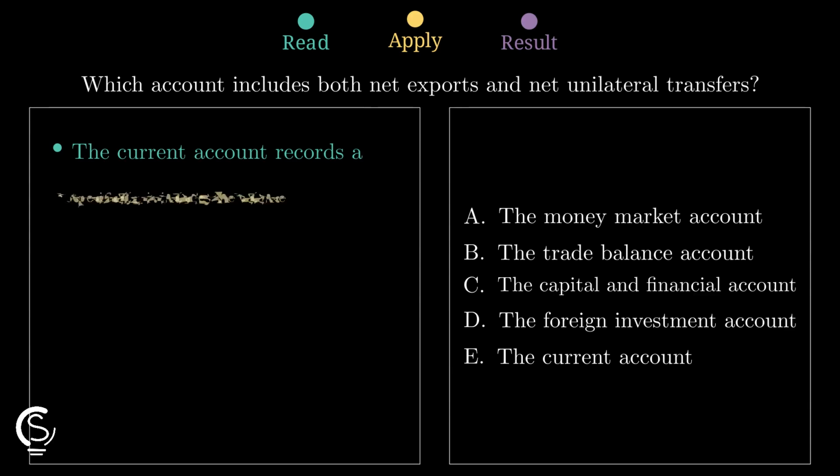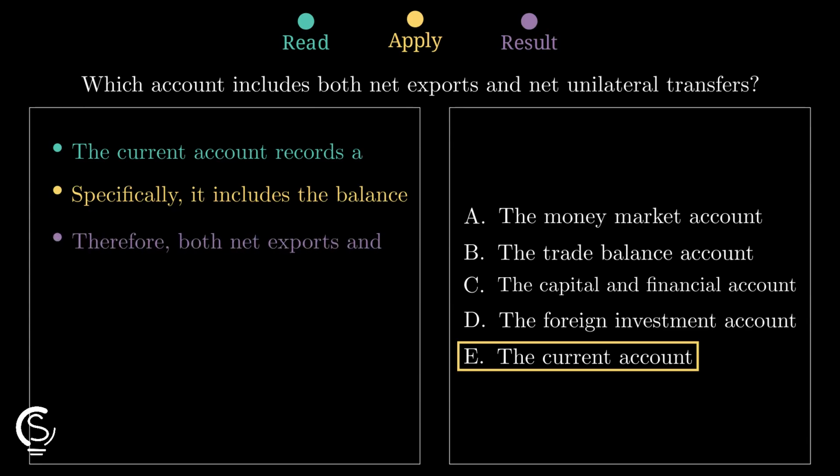Therefore, both net exports and unilateral transfers are key components of the current account, making option E our correct choice for this macroeconomics question.